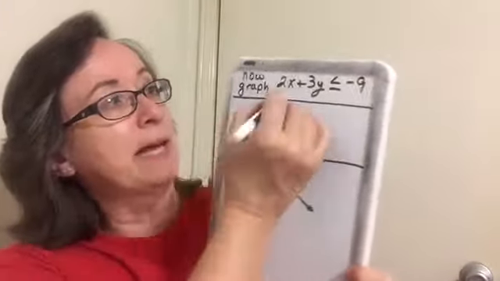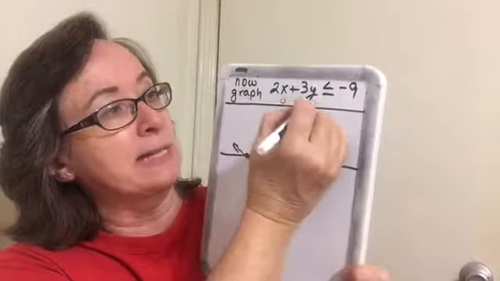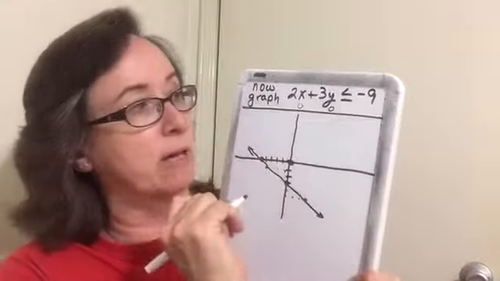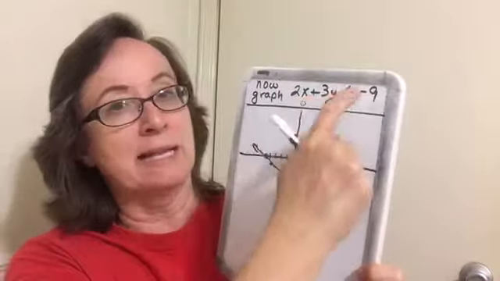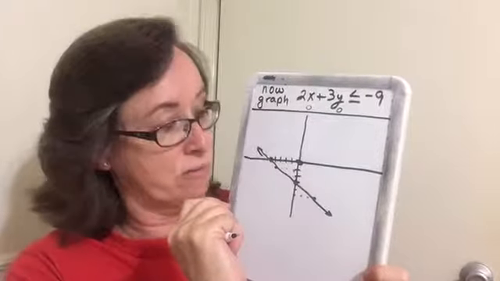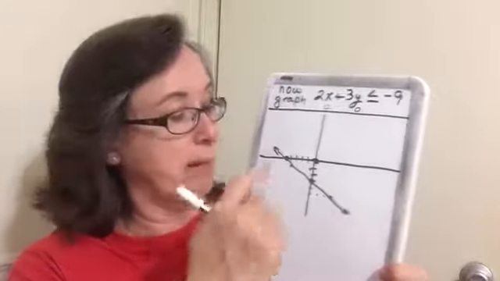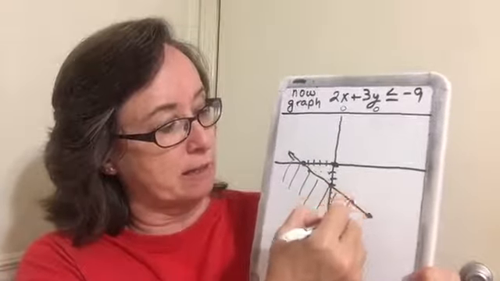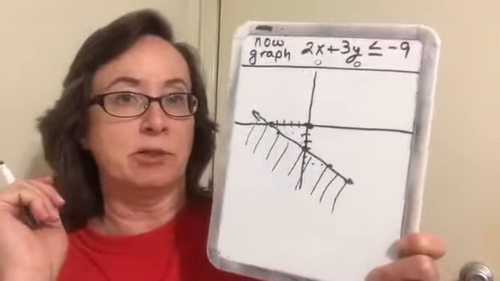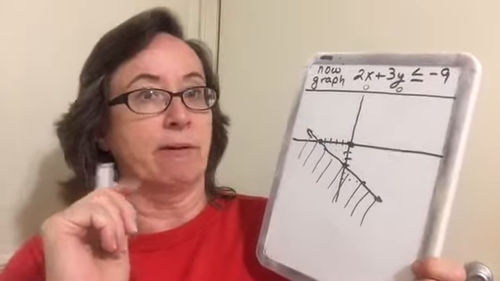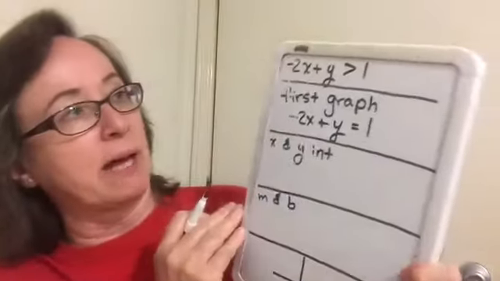So I plug in a 0 and a 0, and 2 times 0 plus 3 times 0 is 0. Is 0 less than or equal to negative 9? And the answer is no. So 0 does not make my inequality true. 0, 0 is not a good point. Therefore, I will shade away from 0, 0. Okay? All right, so now we're going to graph another inequality.